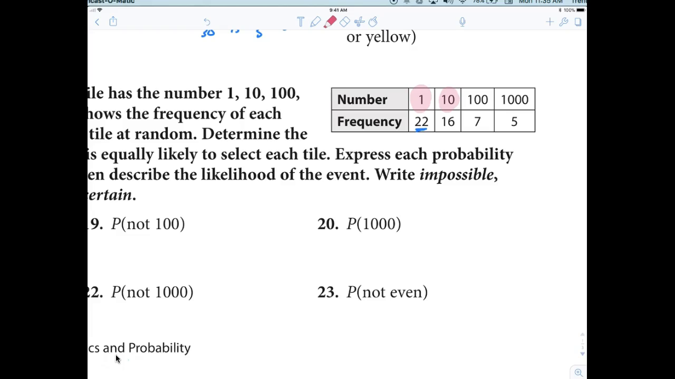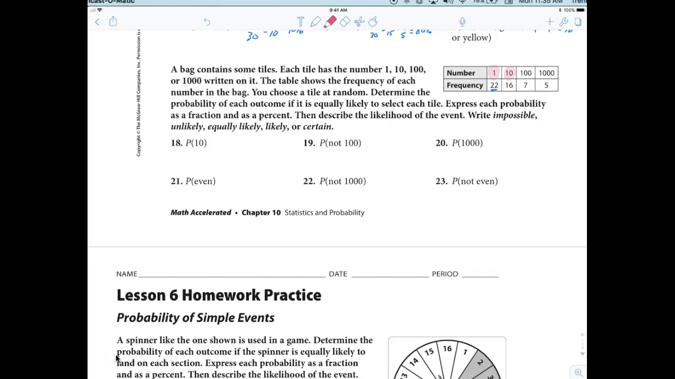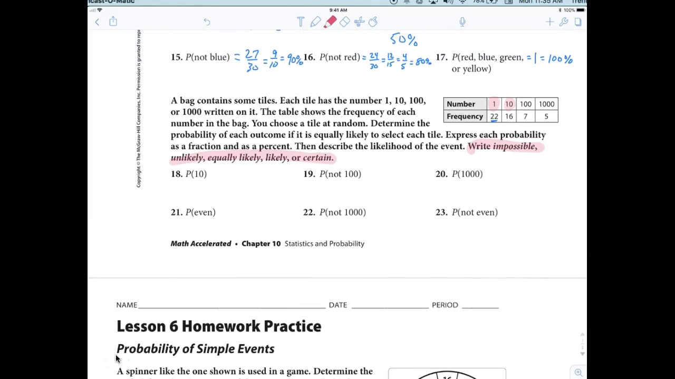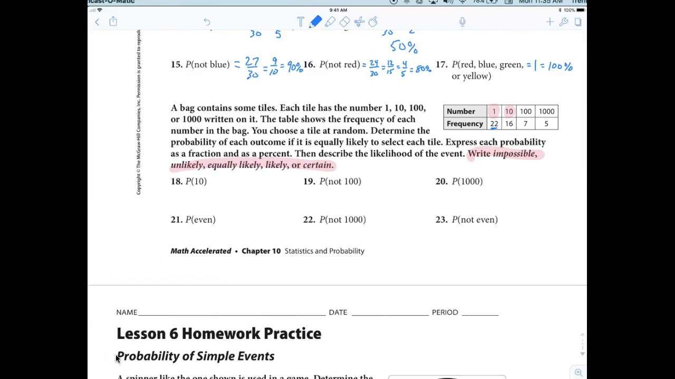Is everybody with me? All right, so let's see what we have here. Again, do I care about impossible, unlikely? No, just do the fractions and the percentages. First of all, how many numbers are there altogether? Anybody figure that out? 50. Somebody said 50. Does anybody believe that? Yeah. All right, so let's put the total now. Total is equal to 50.